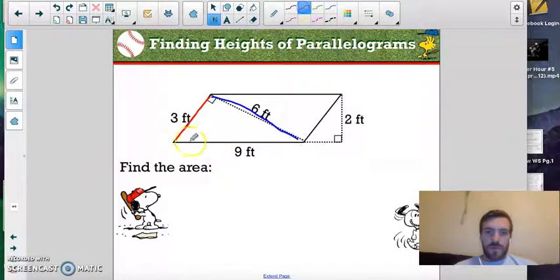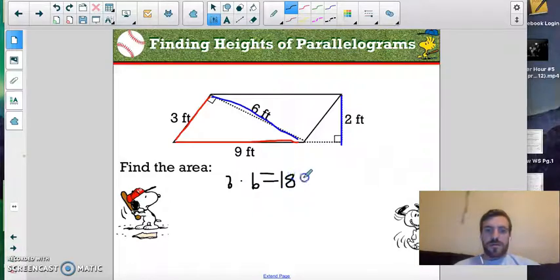Or you could do this one as the base and this one as the height. I'm actually going to do it this way since we haven't seen it that way yet. But maybe I'll do both just to show that you're going to give you the same answer. So 3 times 6 equals 18 feet. Oh, not good. Feet squared.